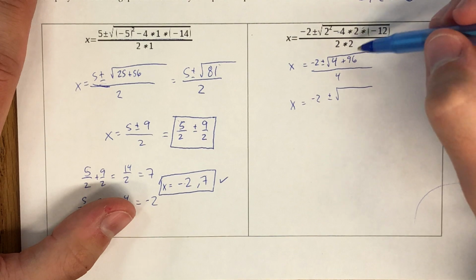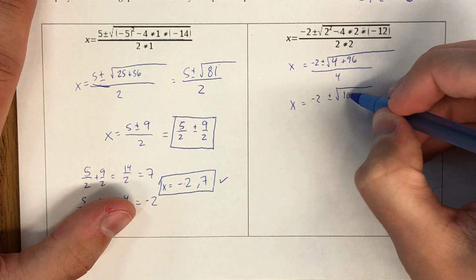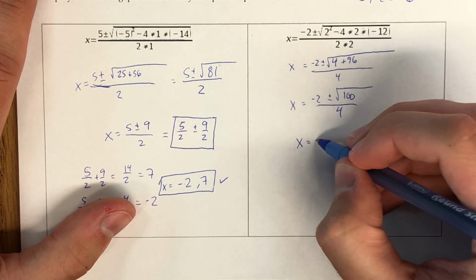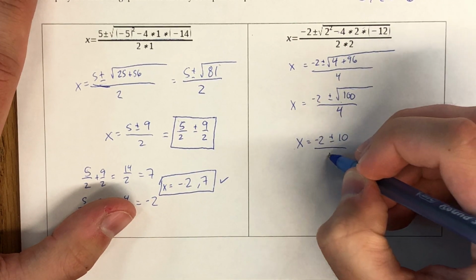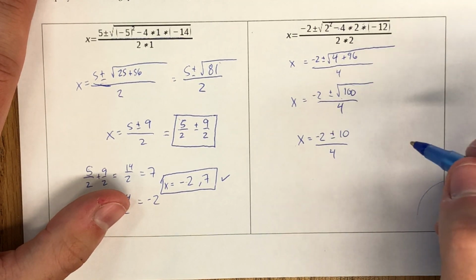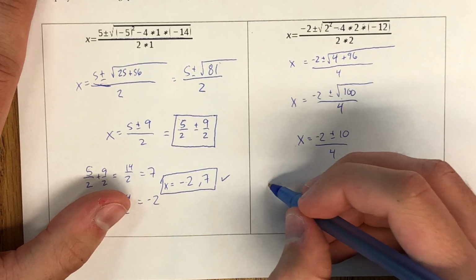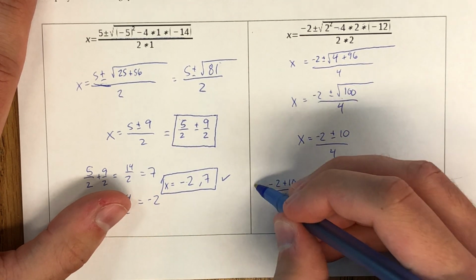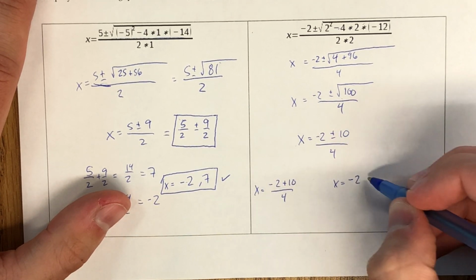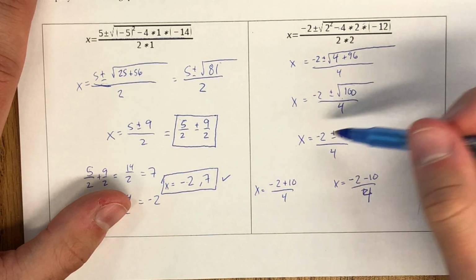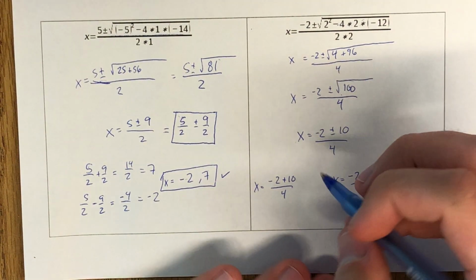Keep on going. 4 plus 96 is 100. Square root of 100. We know that is 10 since 10 squared is 100. All right, and now we can try and simplify. Let's try and simplify doing the plus or minus first. So we'll have two solutions. X equals negative 2 plus 10 over 4, and x equals negative 2 minus 10 over 4.